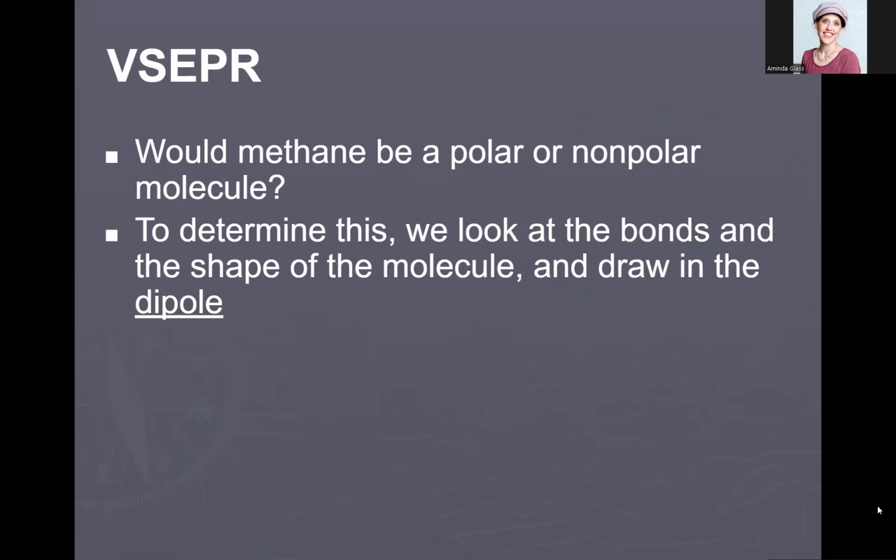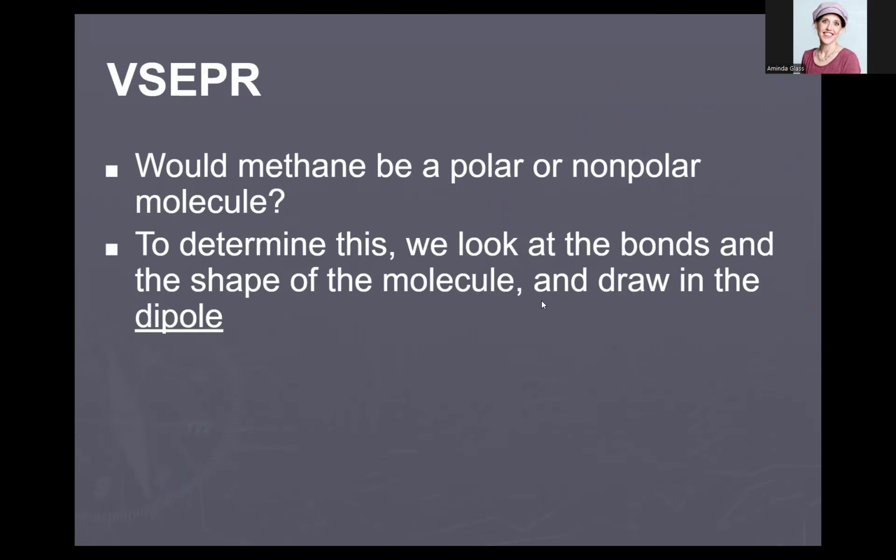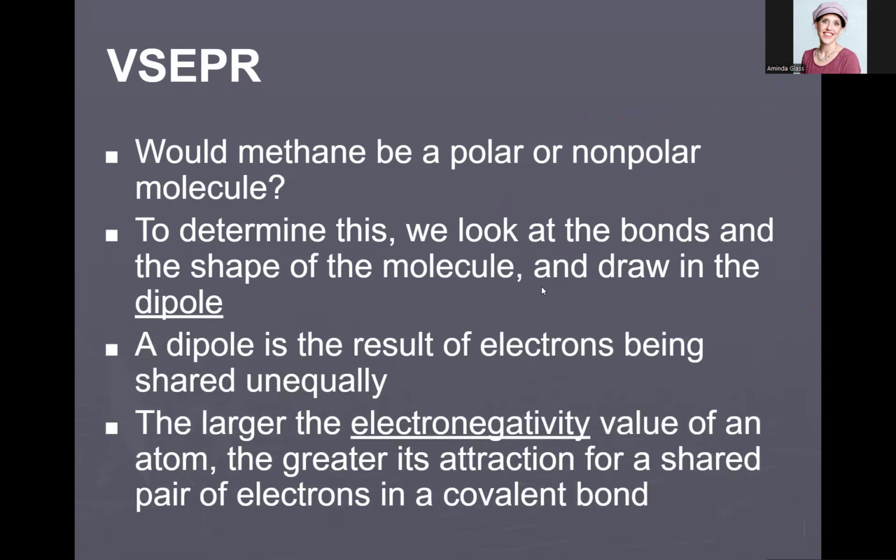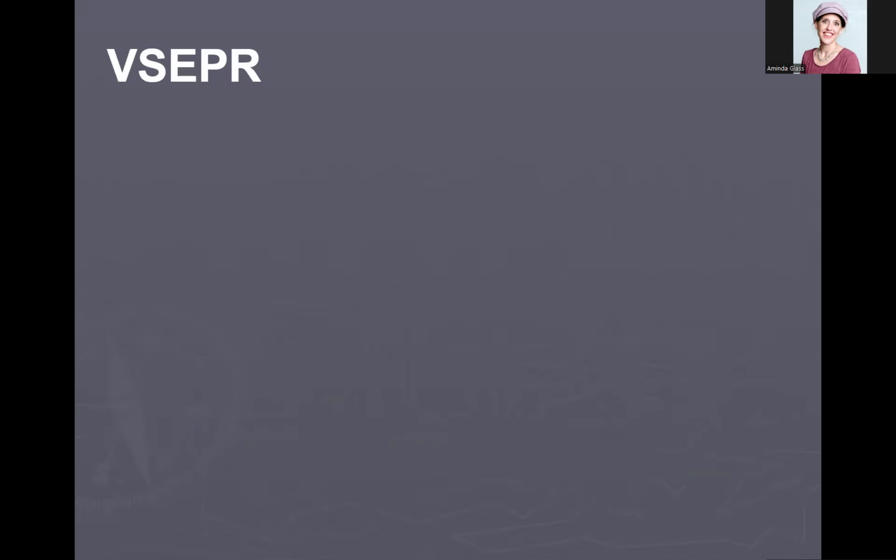Now, we talked about methane being polar or nonpolar. To determine that, we'd have to look at the bonds and the shape of the molecule and draw the dipole. And just as a little review, the dipole is the result of the electrons being shared unequally. The larger the electronegativity value of the atom, the greater its attraction for a shared pair of electrons in a covalent bond.